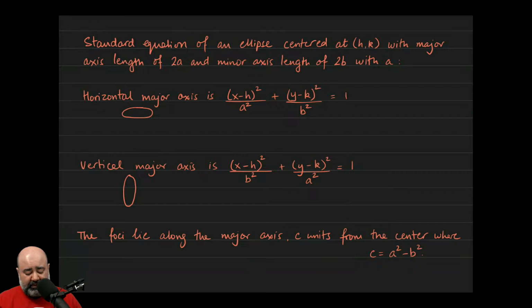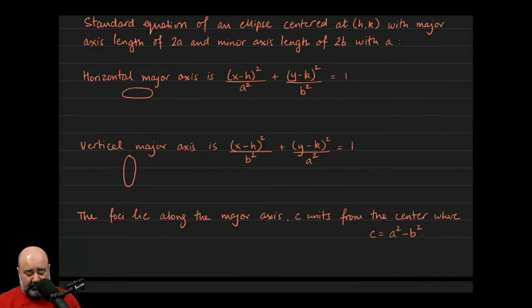Now, you'll notice that for a vertical major axis, the denominators switch locations. The numerators stay the same, but whenever you're dealing with a vertical major axis, the a squared, which is the distance on the major axis, goes under the y term, because here the distance from the center up here would be a. Please make sure you memorize these two equations and any other equations that you're presented with.